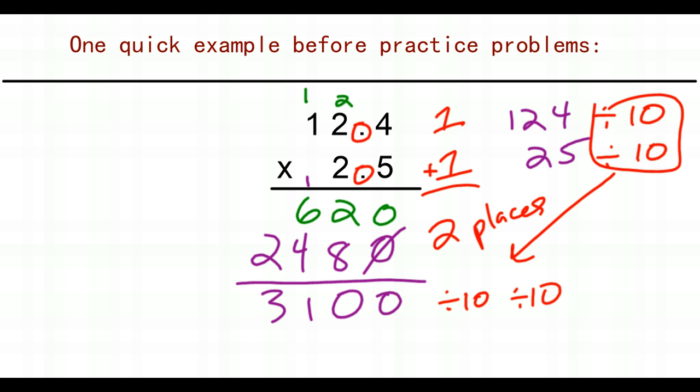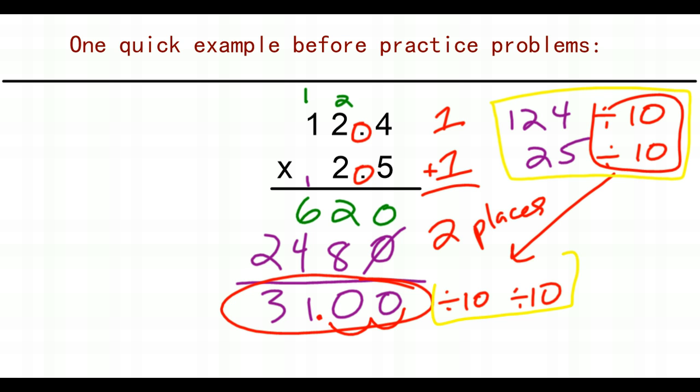And 12.4 times 2.5 is actually just 31, with 2 decimal places. So you don't need to write down this section that I have in yellow over here. This is just something that we had thought about because we want to keep in mind that it is related to 124 times 25. It's just off by 2 factors of 10.